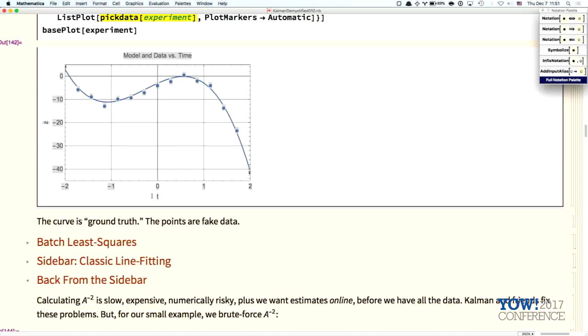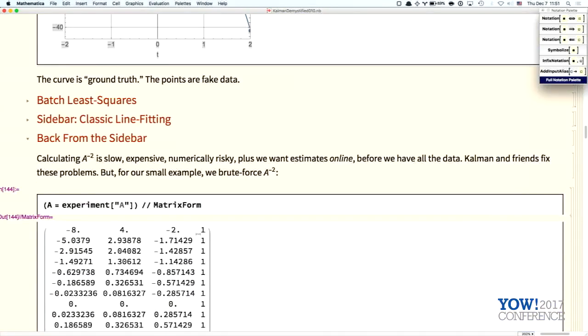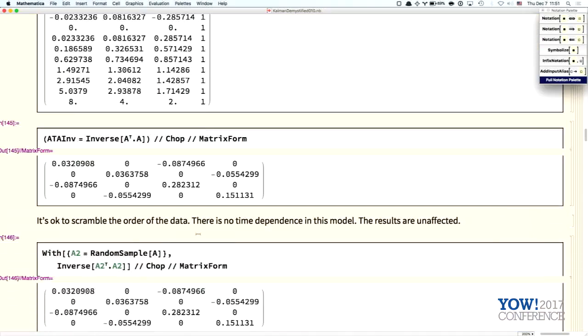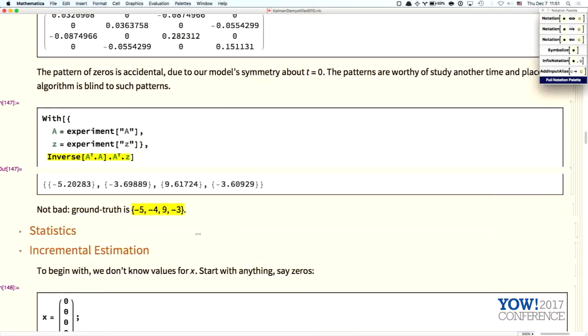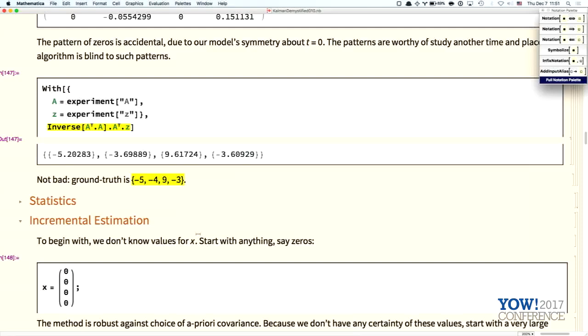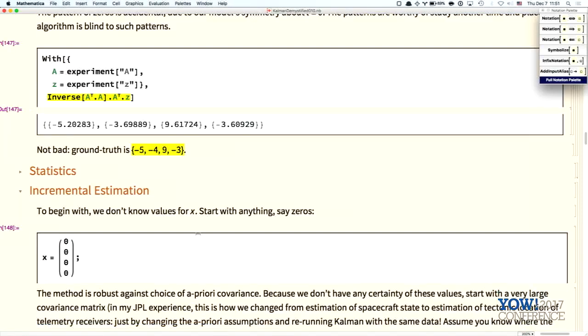The clean line is the ground truth. The dots are the noisy observations. We can do this with batch least squares and whatnot. So let me show you the batch least squares, and I'll go back to this in a second on the other slides. If I do batch least squares, some of you may remember this formula: A^T A inverse times A^T z. That gives you the least squares estimate over all the data.